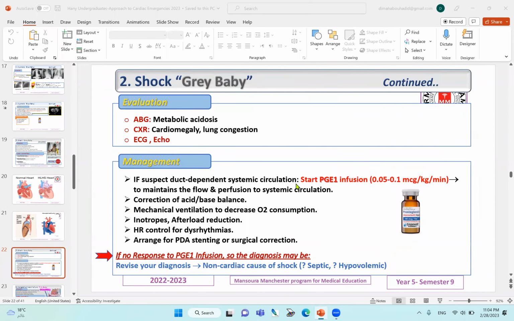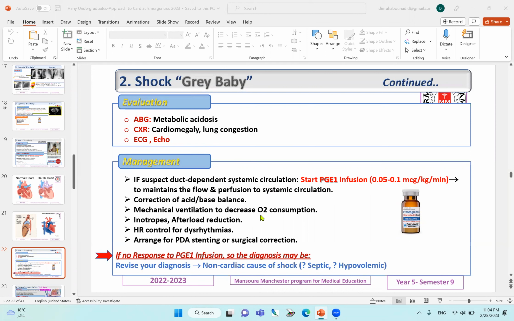Evaluation of a baby with shock is to do arterial blood gases. You will find metabolic acidosis. Do chest X-ray, and you will find cardiomegaly and lung congestion. Do ECG and echo. Management: as with any ductal-dependent systemic or pulmonary circulation, you have to use the prostaglandin infusion, as we said, and take care of its side effects, to maintain the flow and perfusion of the systemic circulation and correct the acid-base balance.